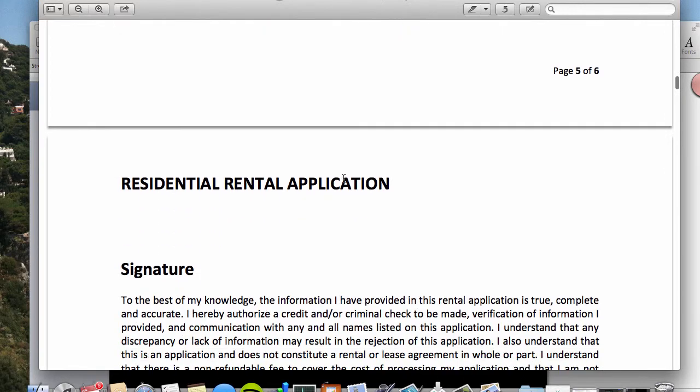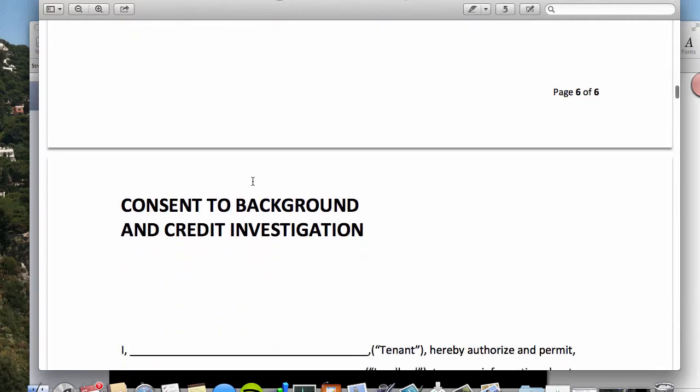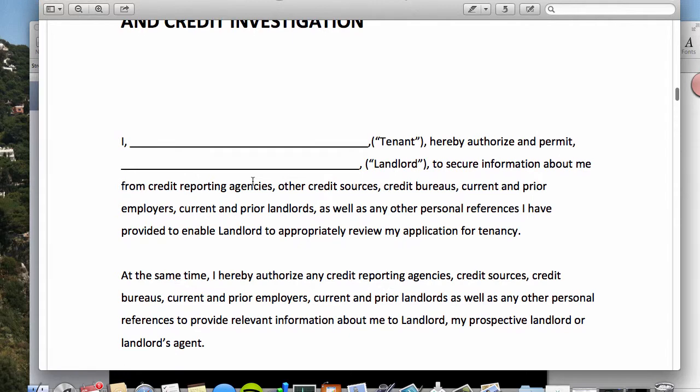Emergency contact, and then going on to have them sign acknowledging that everything in here is truthful and honest. All right. The last thing that I'm going to talk about is the consent to background and credit investigation. Like I've said before, we manage our own properties at this point. We like to keep as much of the cash flow in our pocket as possible, and so we're still managing our properties. And so we also do background and credit investigation checks. And so they sign here saying that they allow us to do that.